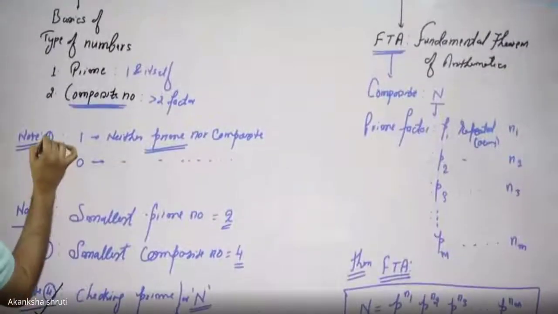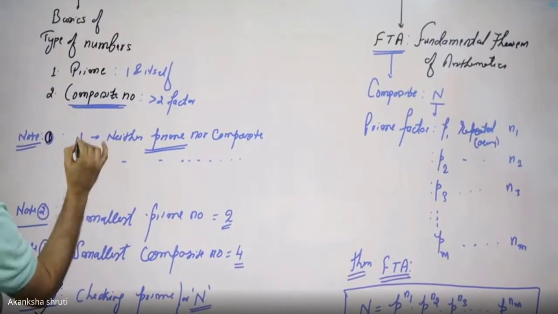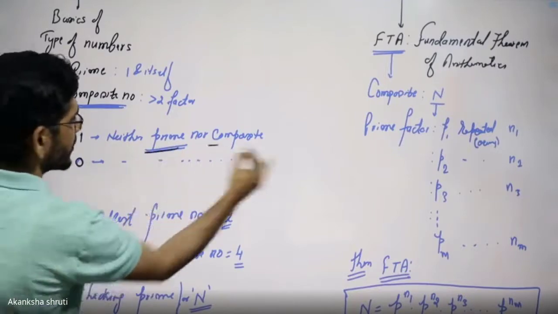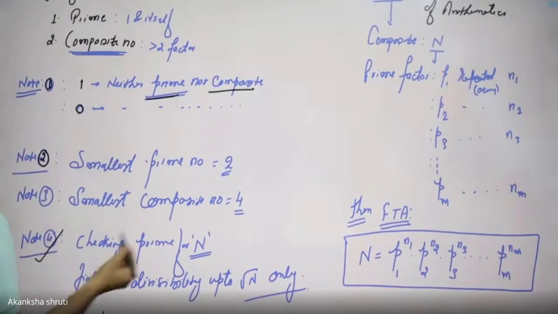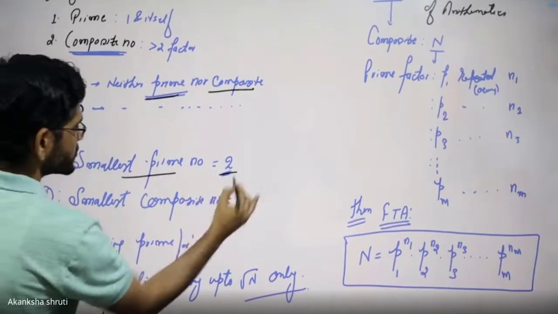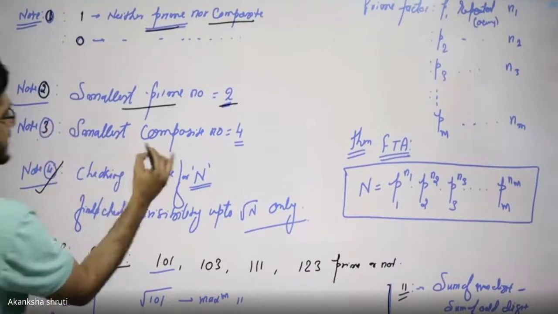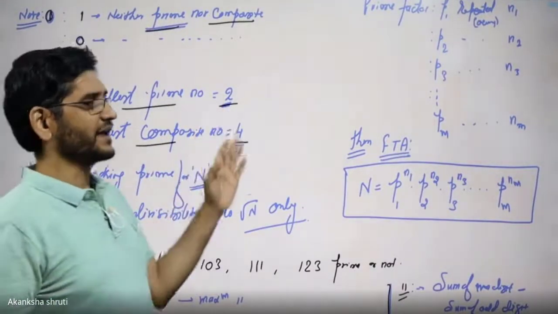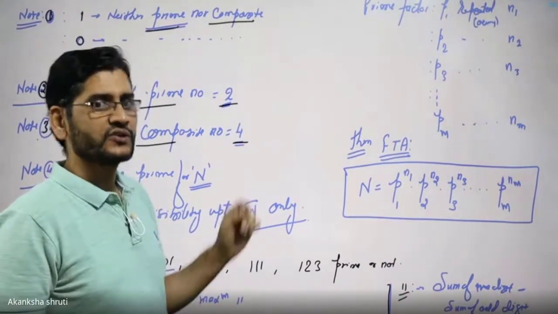Students, just to recall, note 1 is regarding 1 and 0. They are neither prime nor composite. Note number 2, the smallest prime is 2. Note number 3, the smallest composite is 4. So a question may be asked: find the LCM and HCF of the smallest prime and the smallest composite. This was asked in 2019 also.